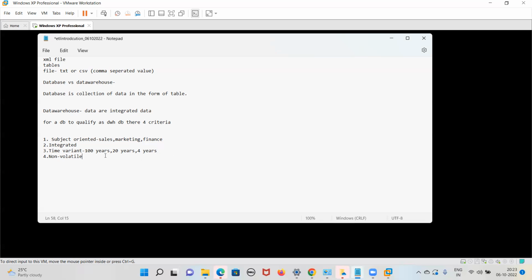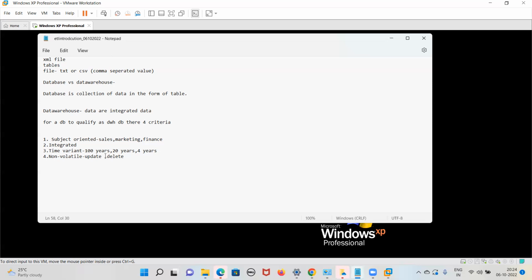Non-volatile means what, guys? We cannot use update, we cannot use delete. These kinds of DML activities we cannot do in a data warehouse. It is 100 years of data, and there would be no proof of what data got mixed up from which database. It is integrated data from various databases and a huge amount of data, 20 years old. If we do a delete and update, the entire data will get messed up. So it is non-volatile.